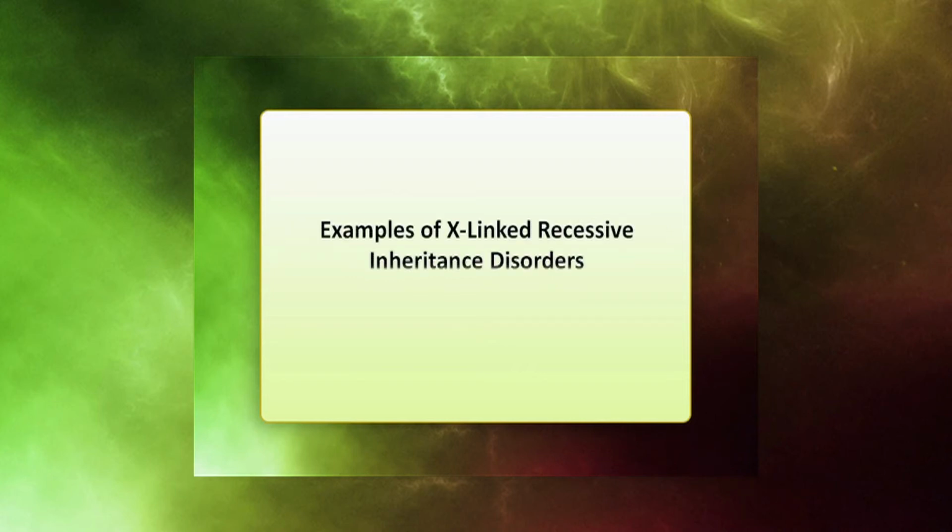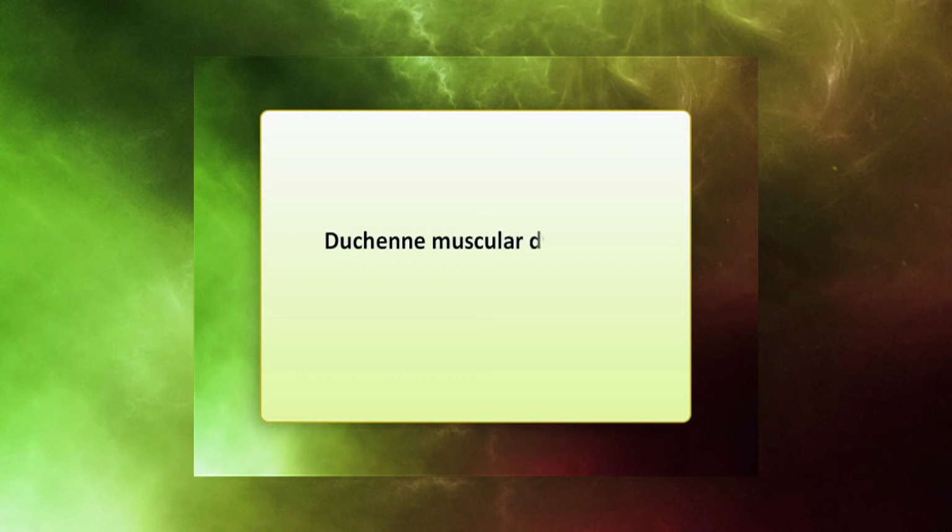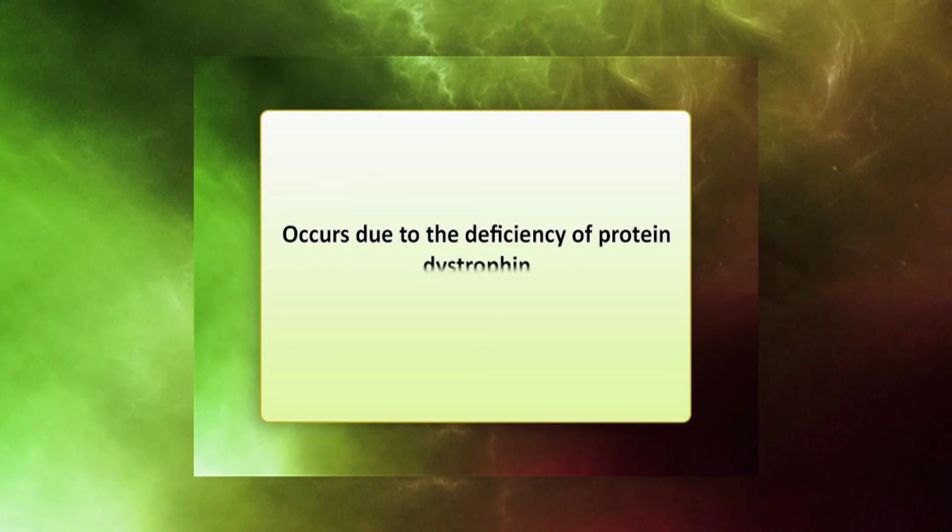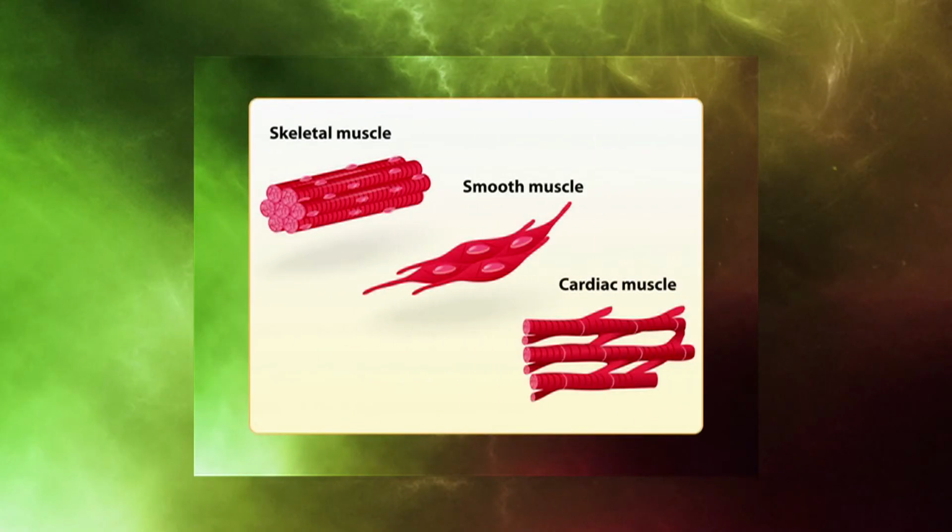Now, let me give examples of X-linked recessive inheritance disorders. Number 1 is Duchenne muscular dystrophy. It occurs due to the deficiency of the protein dystrophin. Dystrophin is a protein of high molecular weight that is associated with the transmembrane glycoprotein complex of skeletal muscle cells. It is characterized by muscular degeneration and weakness, and sometimes also associated with mental retardation.